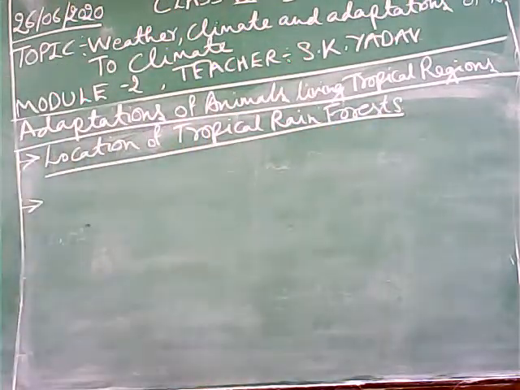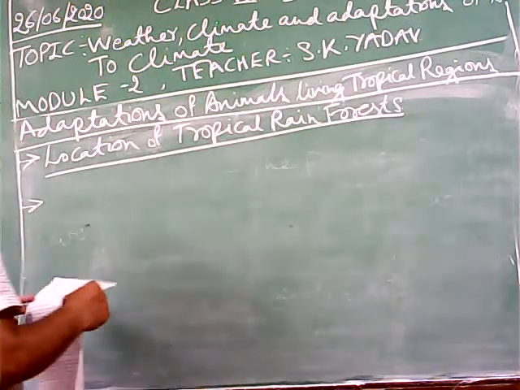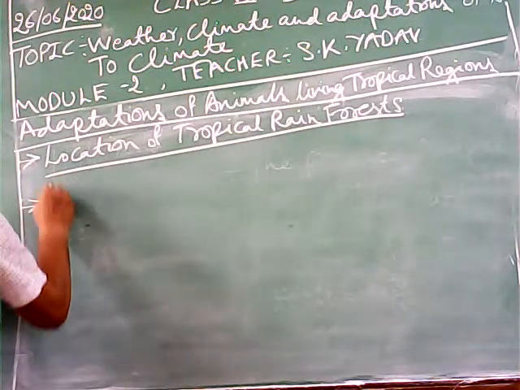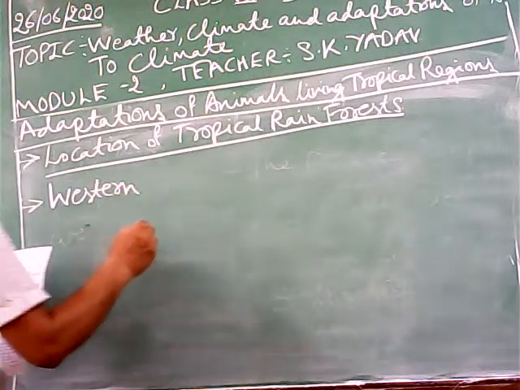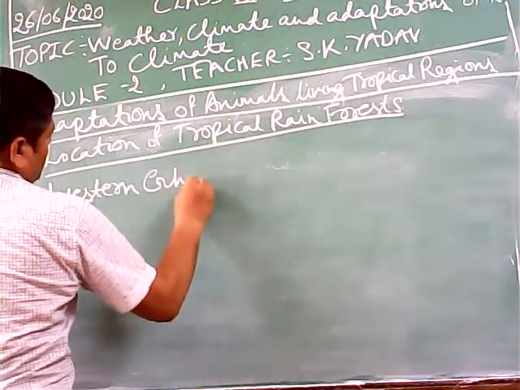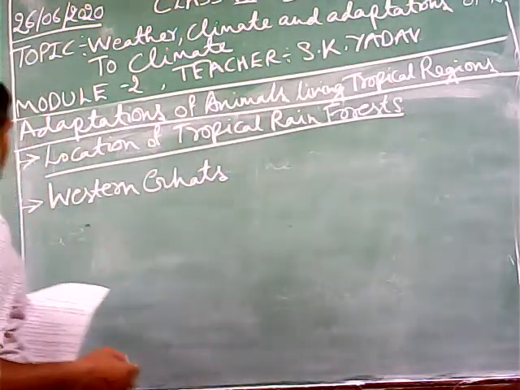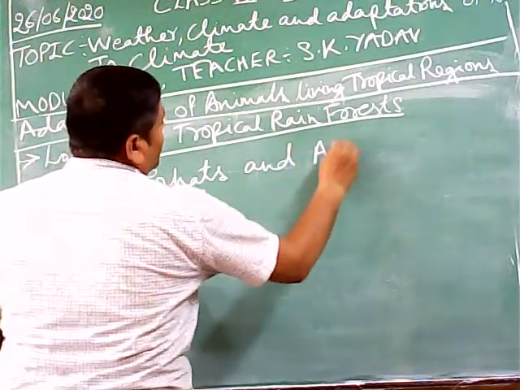Let us write down. Tropical rainforests are formed in the Western Ghats in India. These are the locations that they commonly ask. Please note down: Western Ghats and Assam in India.